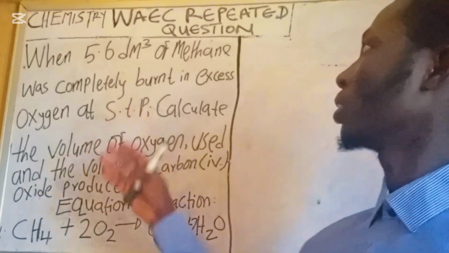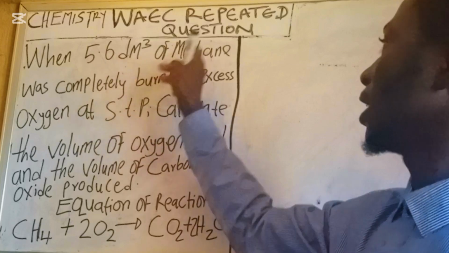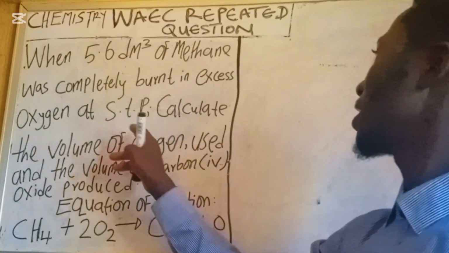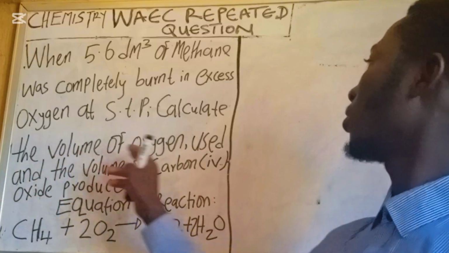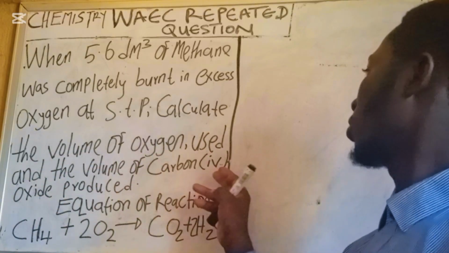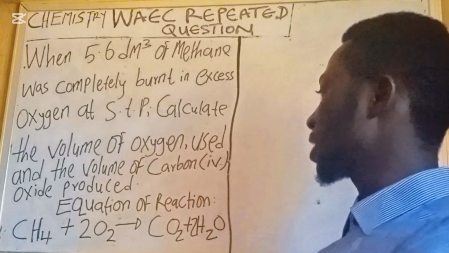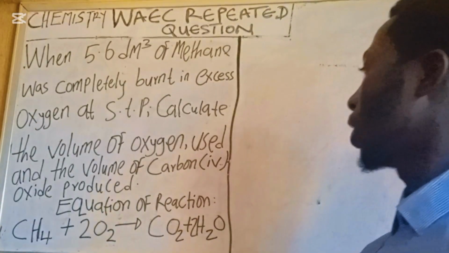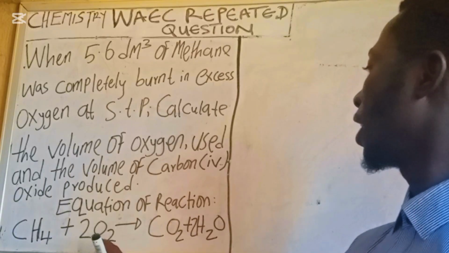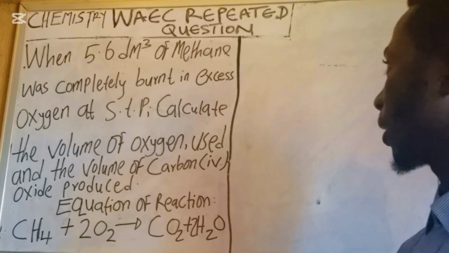Let me read the question. The question says, when 5.6 dm³ of methane was completely burned in excess oxygen at STP, calculate the volume of oxygen used and the volume of carbon dioxide produced. Equation of the reaction. Now this is our equation of the reaction. We have methane reacting with 2 moles of oxygen giving us carbon dioxide plus water.